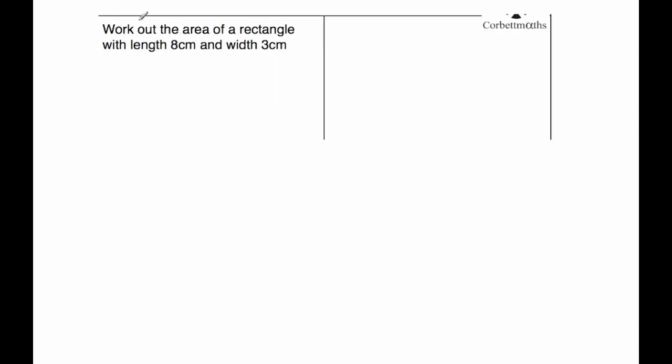Okay, our first question says, work out the area of a rectangle with length 8 centimeters and width 3 centimeters. So to get the area of a rectangle, we just multiply the length by the width. Area is equal to length times width. So we just need to multiply 8 by 3, and 8 times 3 is equal to 24. Now we've got centimeters and centimeters, so it'll be centimeters squared. So the area of the rectangle will be 24 centimeters squared.